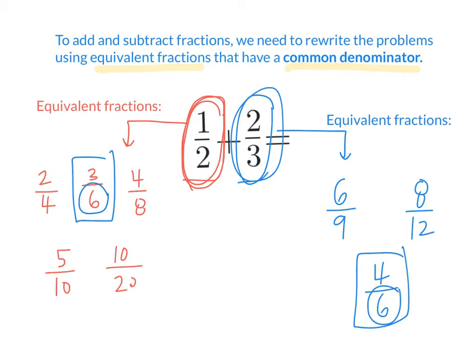6. So I can rewrite this problem now. Instead of writing 1/2, I can write 3/6. And instead of 2/3, I can write 4/6. Now, does this math problem have the same denominator? Yeah. Can we add? Yes. If I have 3/6 and I add 4 more 6ths, how many 6ths do I have? 7/6, which I can simplify to be 1 and 1/6.